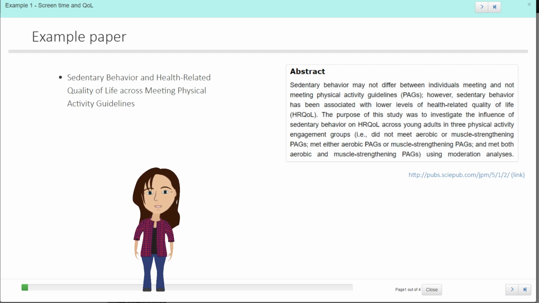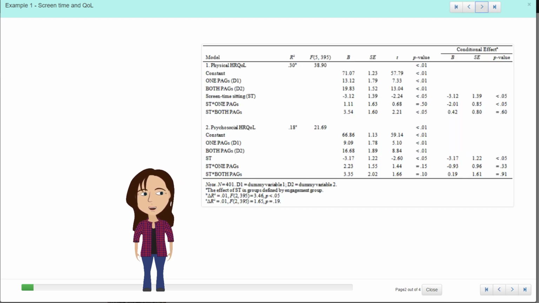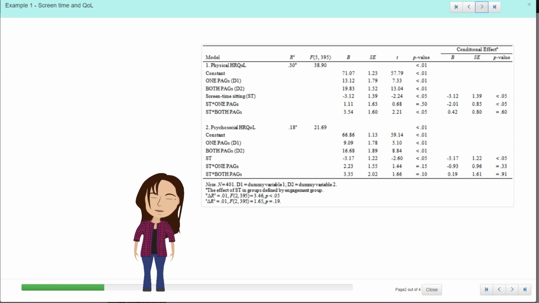So last week we had a look at some of the first tables in their results where they did some analysis of variance, and in this part we're going to have a look at some of their regression results. So for this table here, they have come up with two regression models to look at the relationship between these quality of life measures and the screen time sitting. So these are two separate regression models.